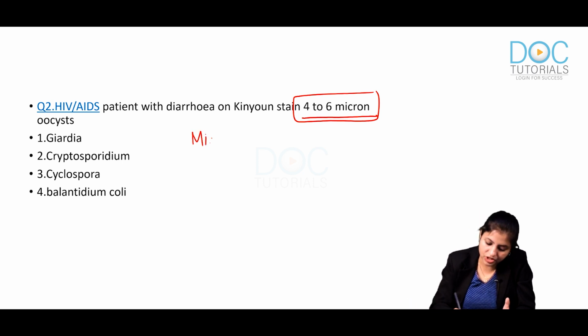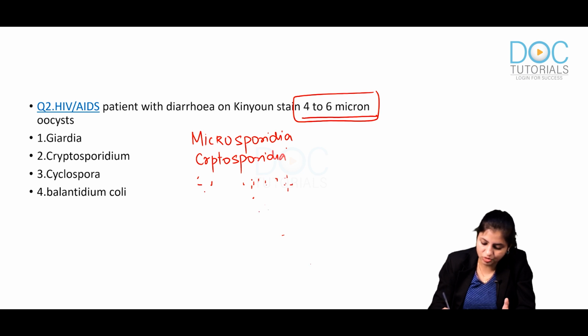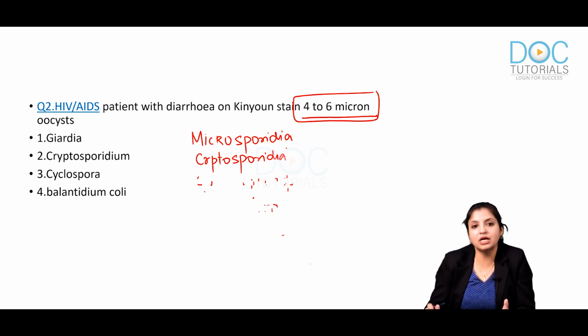Here the options were very, very simple. Just to confirm, we have microsporidia and cryptosporidia. They are sporidia, so they are small. When we come to bigger ones, we have cyclospora and isospora. Microsporidia is usually 1 to 2 micrometer, cryptosporidia is usually 4 to 6 micrometer, cyclospora is 10 micrometer, isospora is 30 micrometer. So the answer here is cryptosporidium.